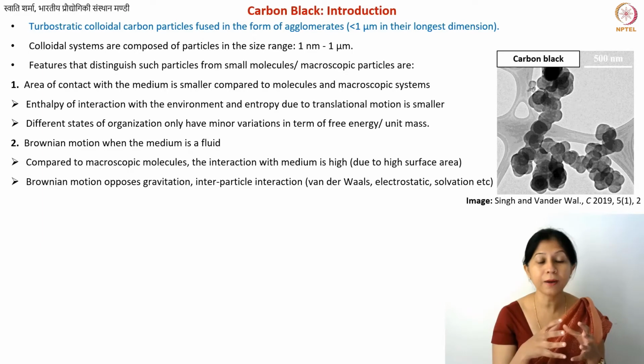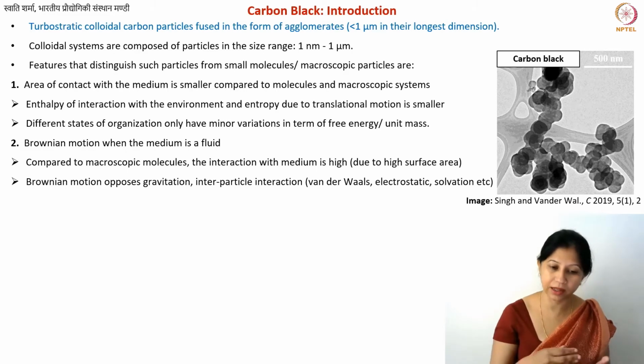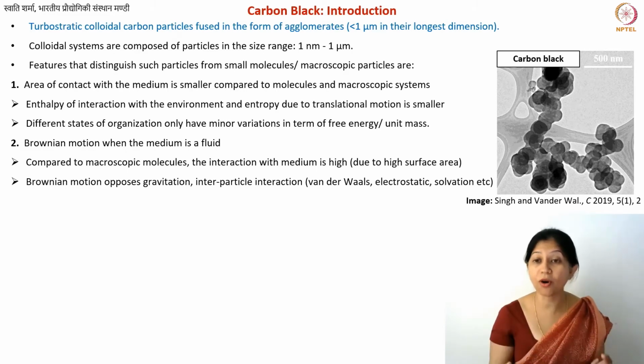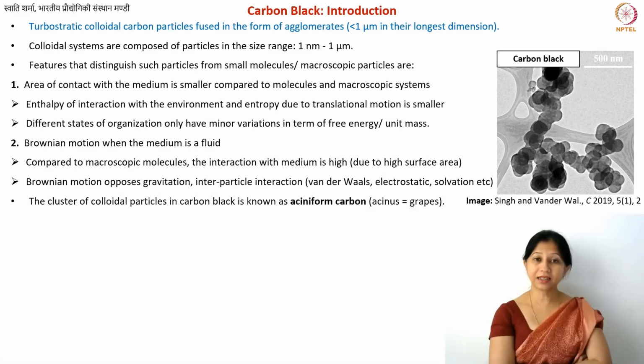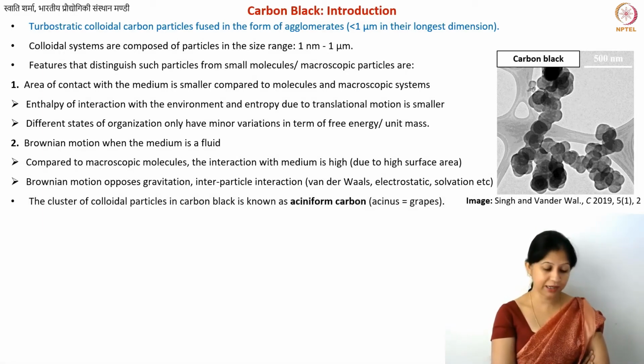So altogether, you have this kind of Brownian motion because of multiple factors, because these particles are able to oppose the gravitation, the van der Waals forces, and other interactive forces between two particles. A cluster of colloidal particles, as I already mentioned, looks something like a bunch of grapes.